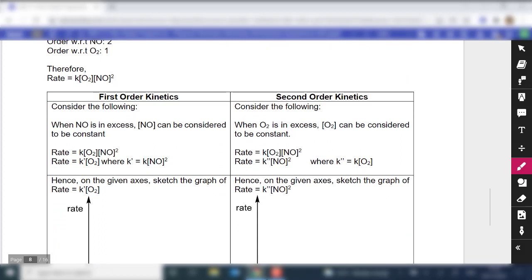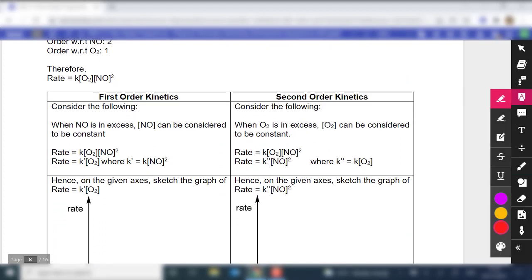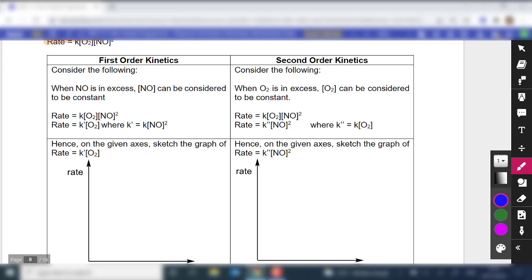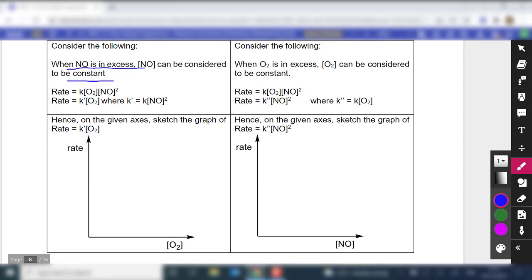Now we are looking at the rate of this particular reaction involving oxygen and NO. You can see that the rate law is first order with respect to oxygen and second order with respect to NO. You'll notice that they also follow the same thought process. In this case, NO is in excess, so NO is considered to be constant. So now we are getting a pseudo first order reaction with respect to O2, and pseudo second order with respect to NO.